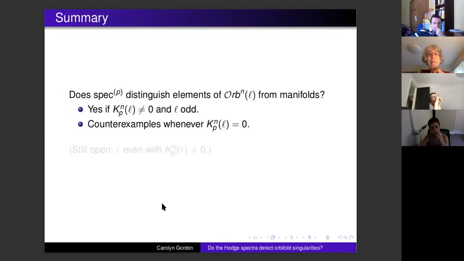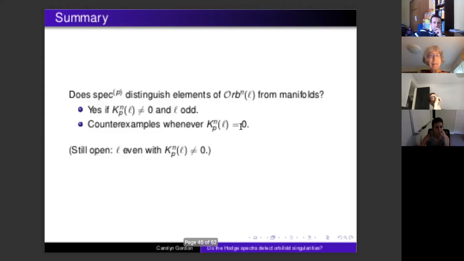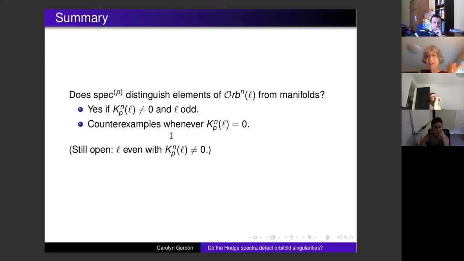So in summary, does the spectrum distinguish orbifolds with singularities of codimension L from manifolds? Yes, if L is odd and the Crouchik polynomial doesn't vanish. No, if the Crouchik polynomial vanishes. Still open if L is even and the Crouchik polynomial doesn't vanish.